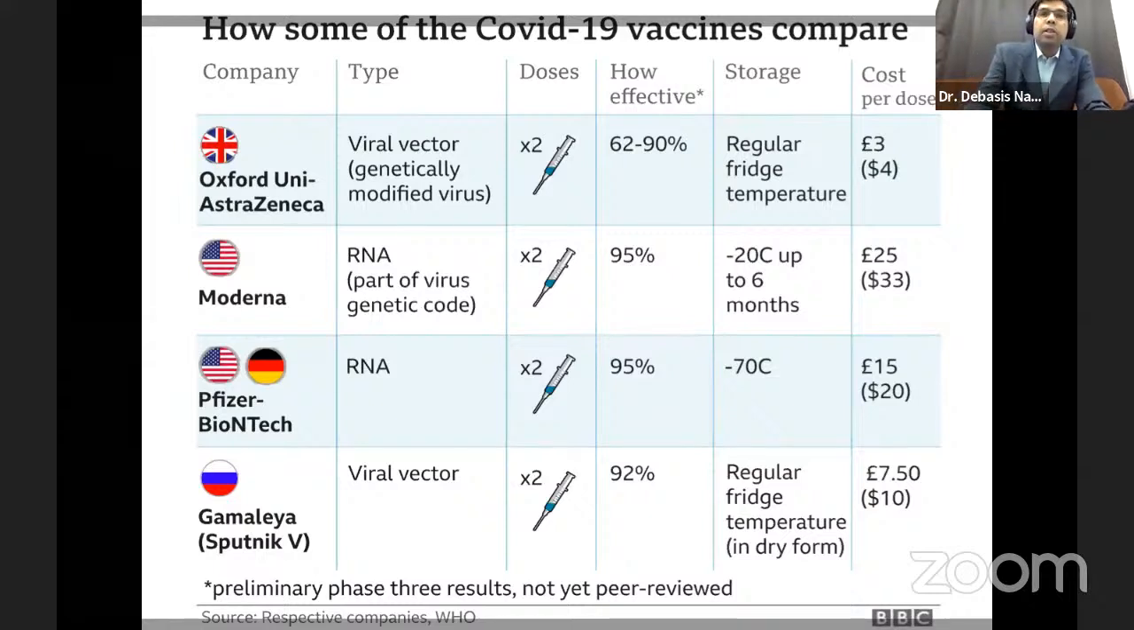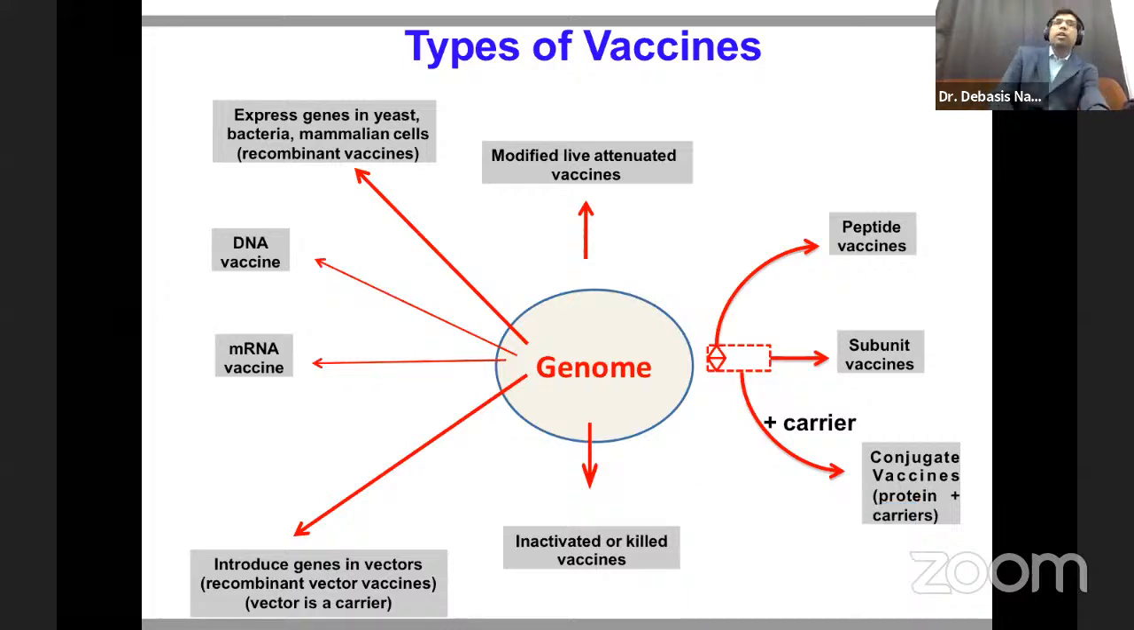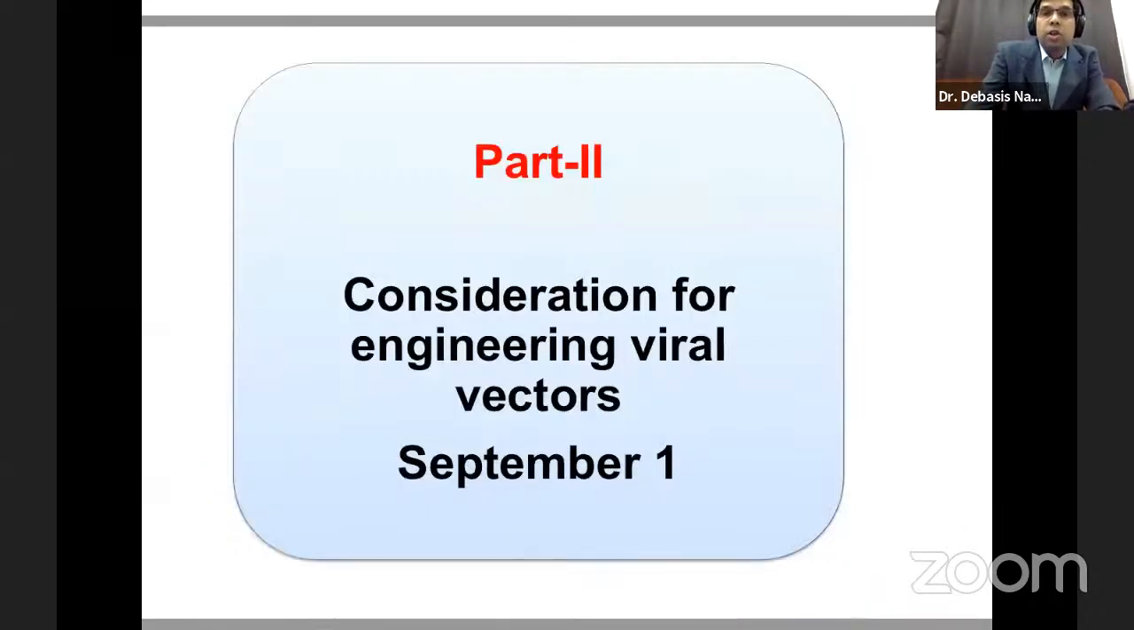Okay. So this is the current status of the different types of vaccines based on the formulation which I explained. The genome can be used, mRNA can be used, DNA can be used, part of the virus can be used, the whole virus can be used. So like that, we can design vaccines with different formulations based on the current scenario. So here I am stopping the first part. If you have any questions from the first part, we can discuss. Otherwise, we will go to the next step.